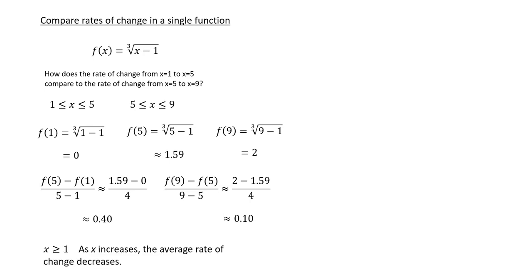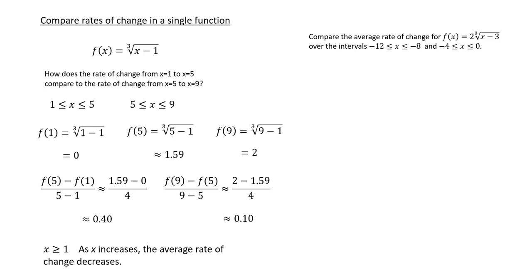Since 0.4 is bigger, when we look at the graph above 1, okay, we might have something else going on before 1, but as we look at the graph above 1, as x increases, the average rate of change decreases. This was a larger rate of change. So 1 to 5 was larger, 5 to 9 further along is smaller. So the average rate of change is decreasing.